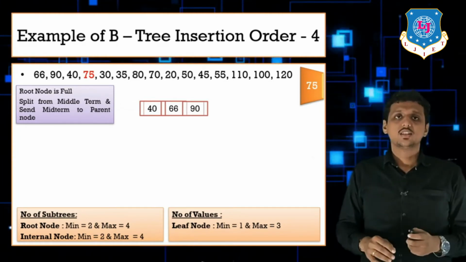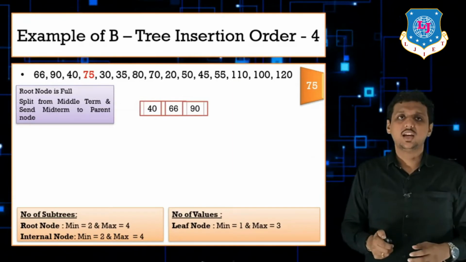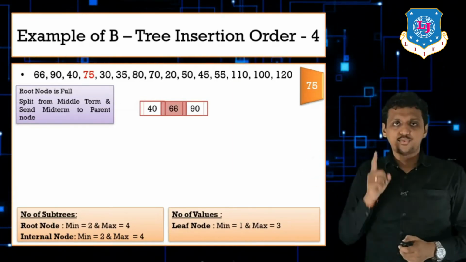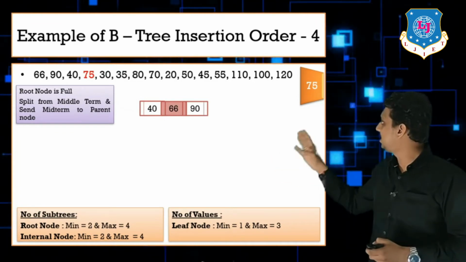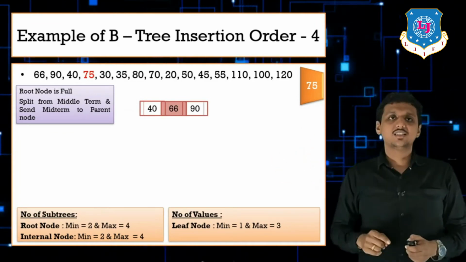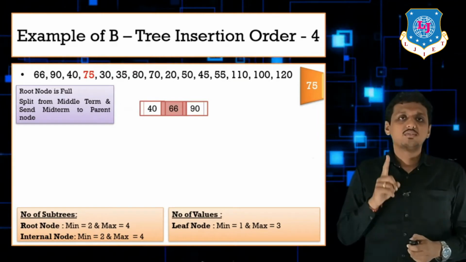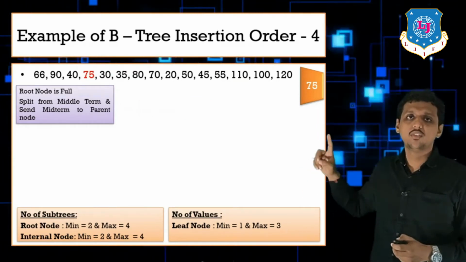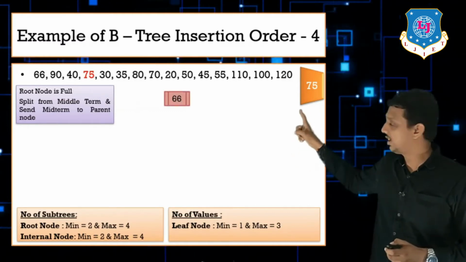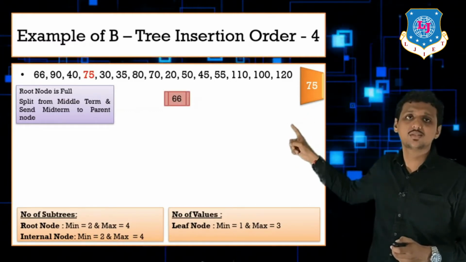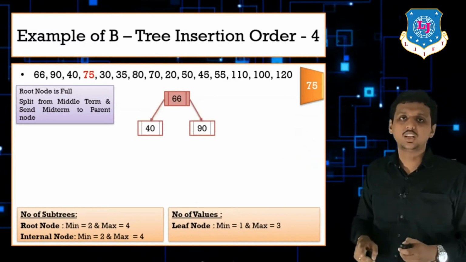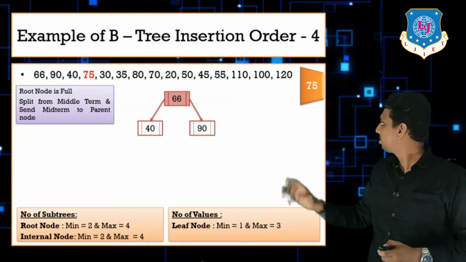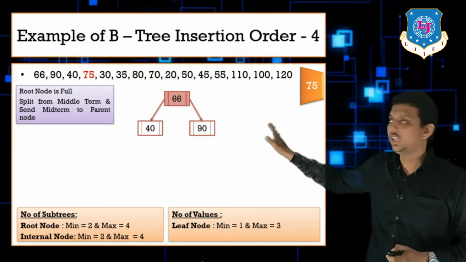So here it is. Next, students, 66 is our middle term. From 40, 66 and 90, 66 is our middle term. So we can split from this 66. 66 will go one level up. Now on the left side of the 66, students, we must have 40. On the right side of the 66, we must have 90. So this becomes our new tree.